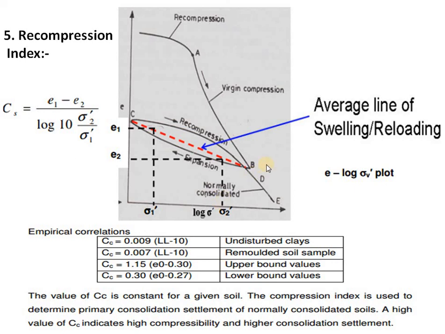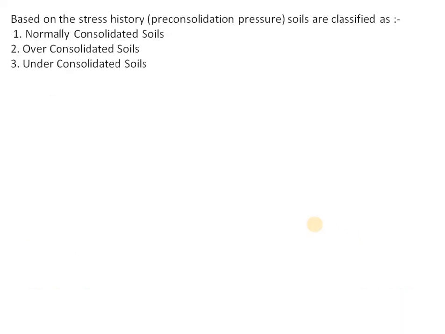So if this is the condition, then what will be the value of Cc for different soils? Cc equals 0.009 times (LL minus 10), where LL is the liquid limit, for undisturbed clay, and similarly for all these values. If the value of Cc is higher, it indicates high compressibility, and higher consolidation settlement will be reached. So this you have to take care of.